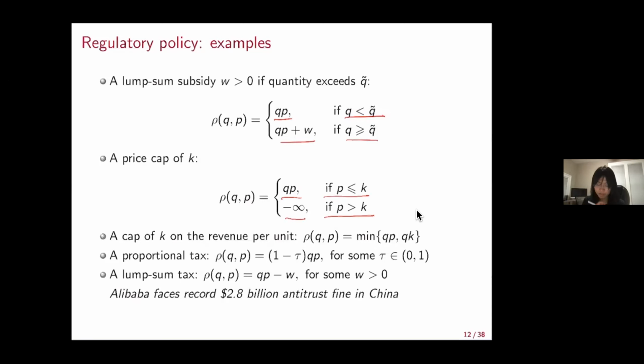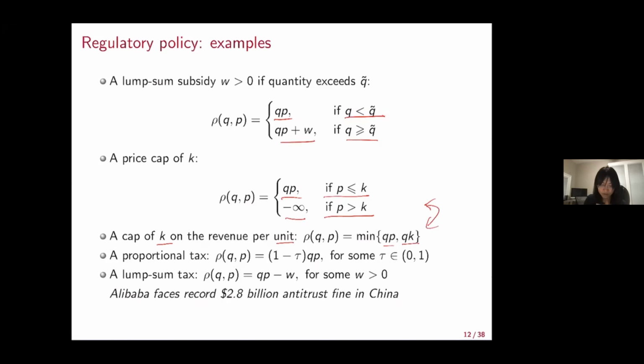And then the third one is a cap K on the revenue per unit. This basically says that your revenue is equal to the minimum of QP or QK. And in the paper, we show that these two policies are effectively the same. They induce the same outcome.